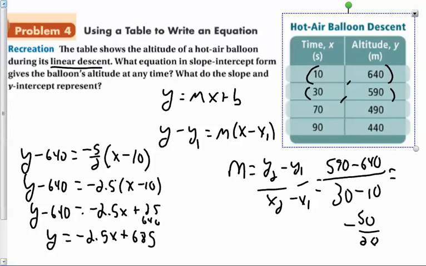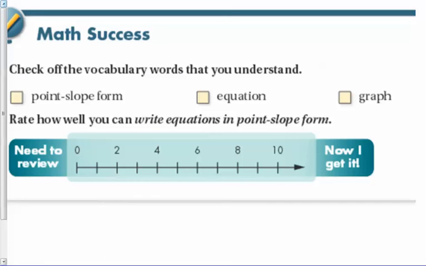So this is my slope. This represents a loss of 2.5 meters per second. And that 685 means I'm 685 meters above the ground when I first start before I go down into my descent. Okay? So, point slope form. Do you know that? That's y minus y1 equals m times x minus x1. That is the equation for the line in the graph.